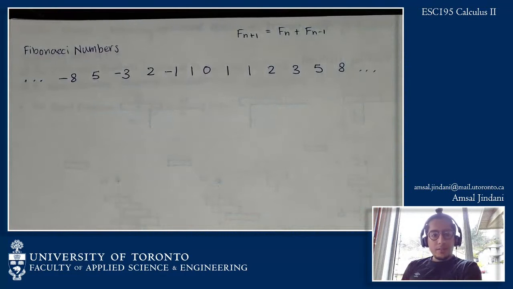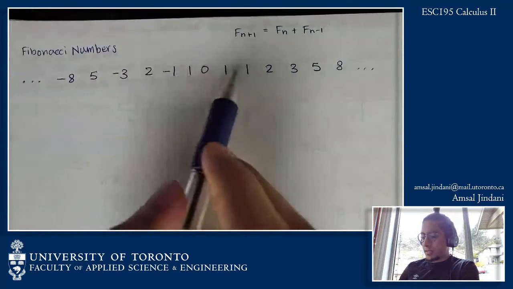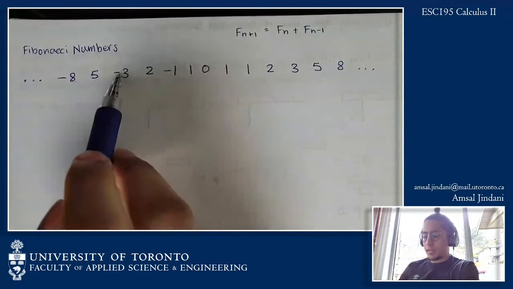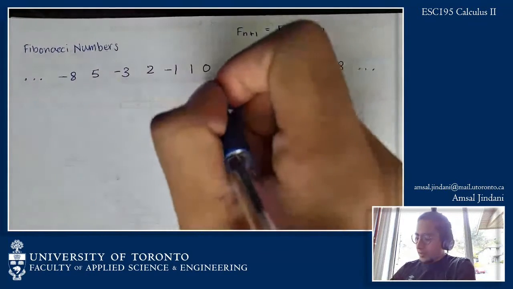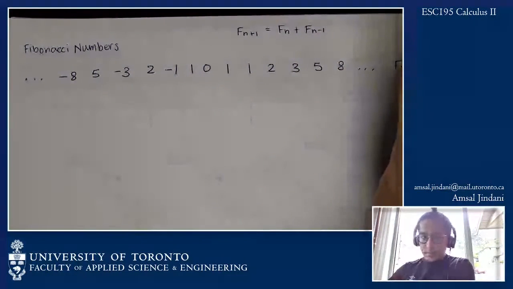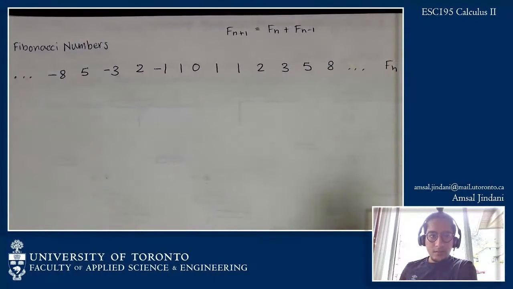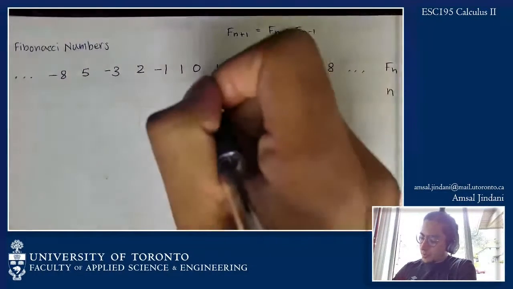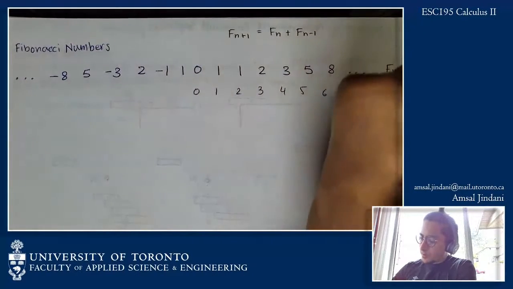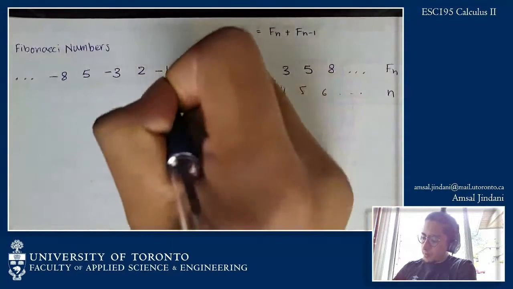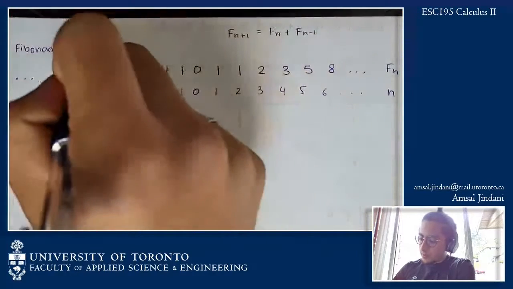So yeah, you can extend the Fibonacci numbers into the negatives, and then what you'll see is that it's actually the same magnitudes, it's just that the sign keeps flipping every single time. So this is Fn, and then we have n over here, so n is 0, 1, 2, 3, 5, 6, negative 1, negative 2, negative 3.